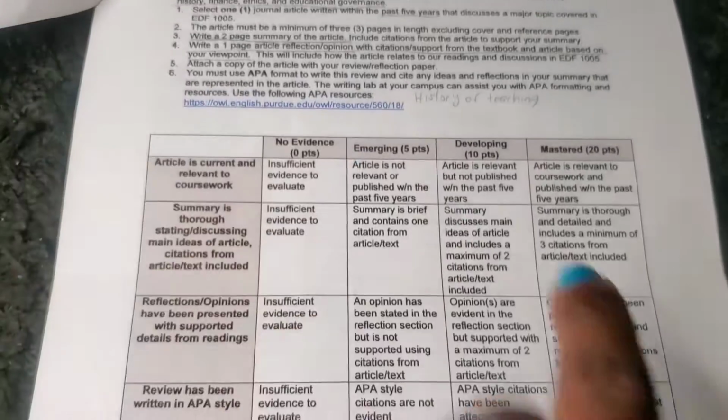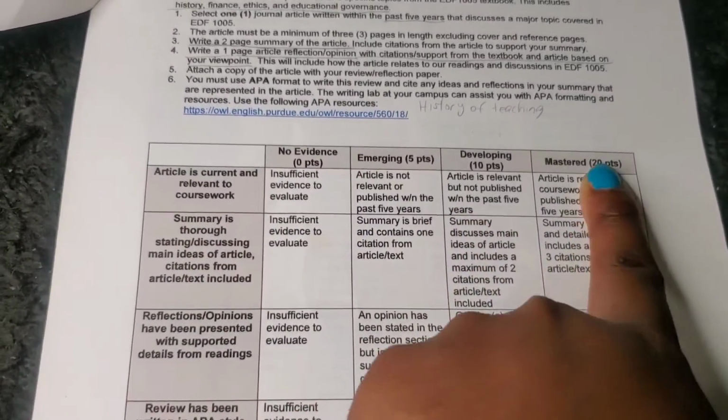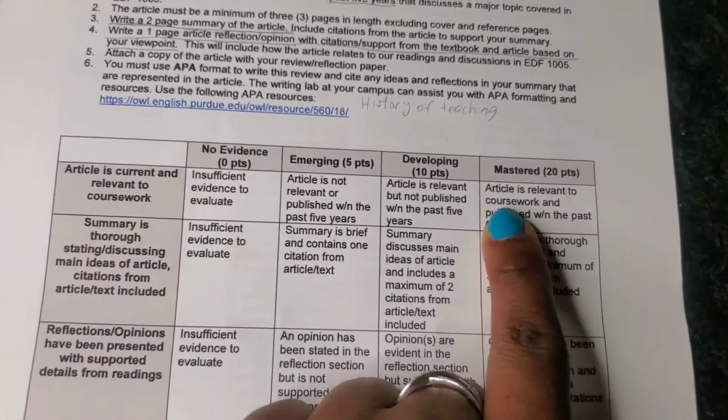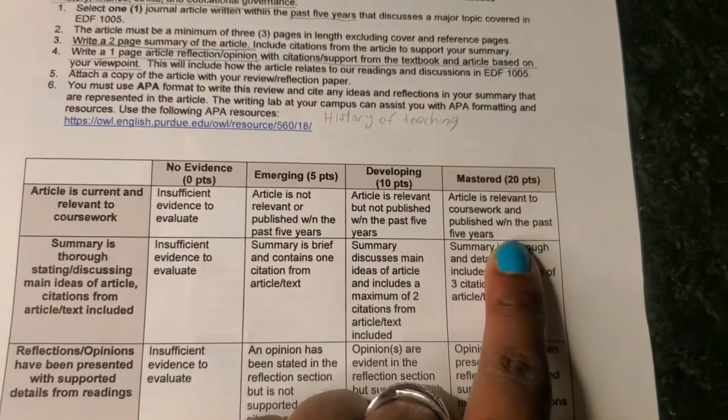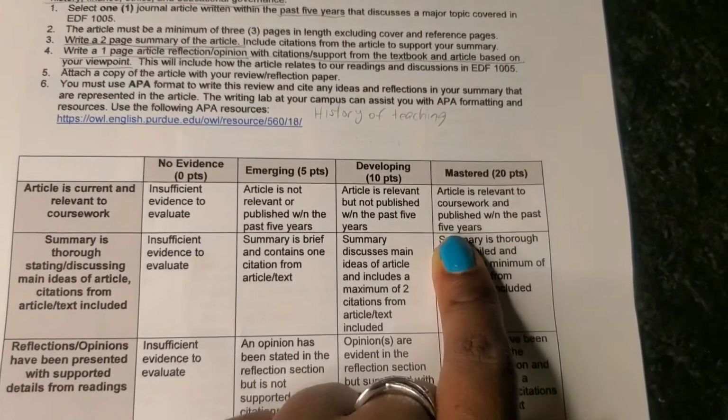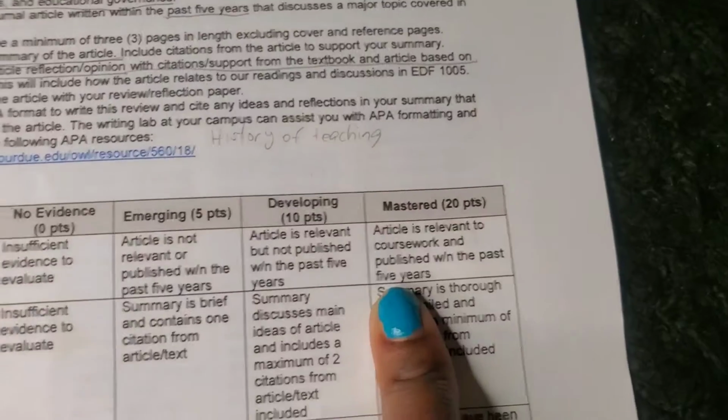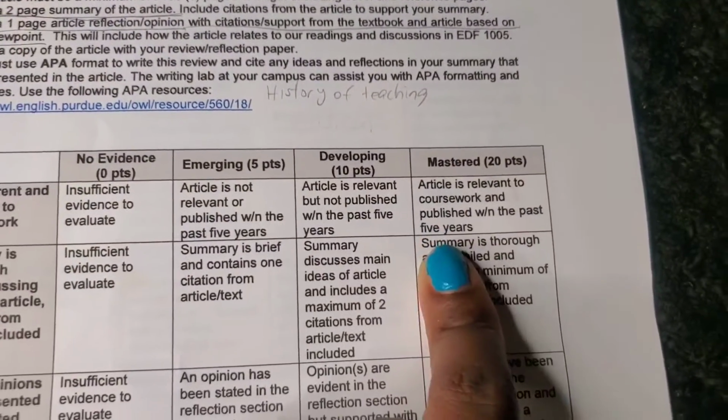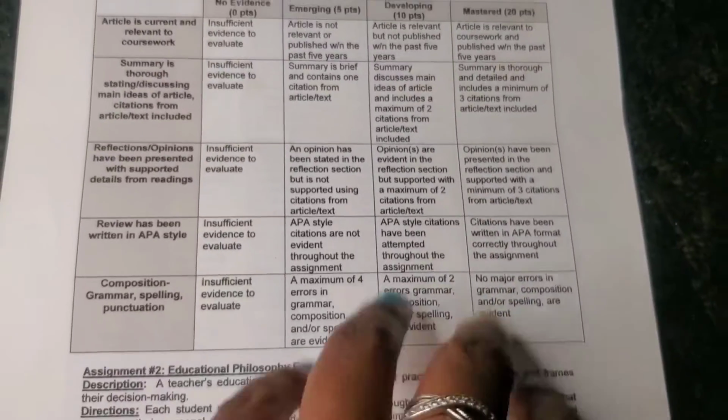So for example, if you know that you want to get the maximum 20 points, you're going to make sure that your article is relevant to the coursework and published within the past 5 years. If it's 10 years, are they going to accept it? No, you have to make sure that it's within the past 5 years. And then go on and on down the scale.